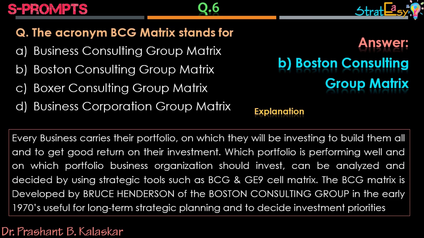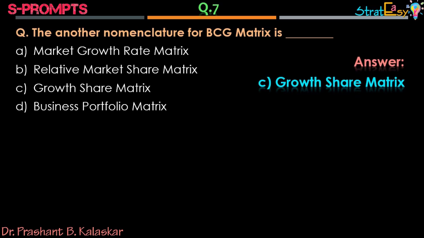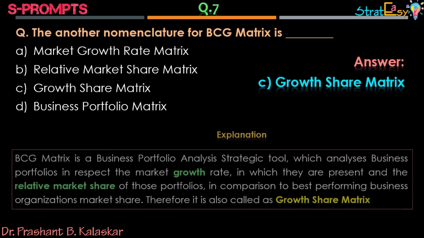The BCG matrix was developed by Bruce Henderson of the Boston Consulting Group in the early 1970s, and is useful for long-term strategic planning and to decide investment priorities. Question number 7. Another nomenclature for the BCG matrix is, and the right answer is option C, growth share matrix.